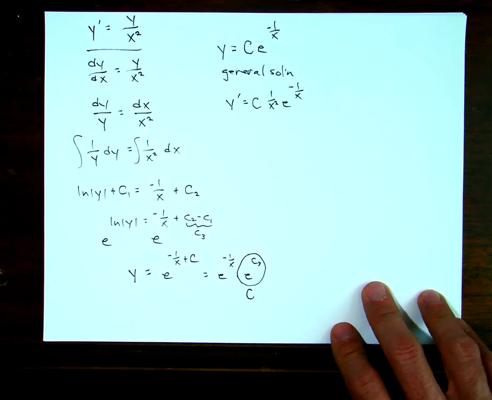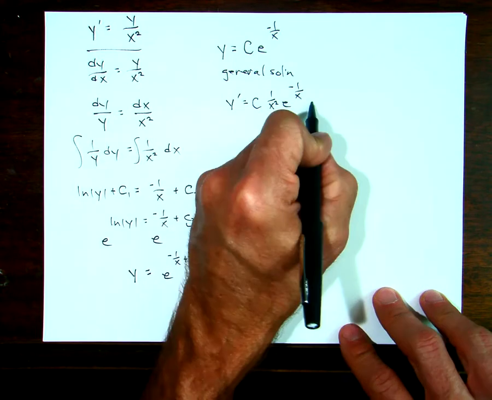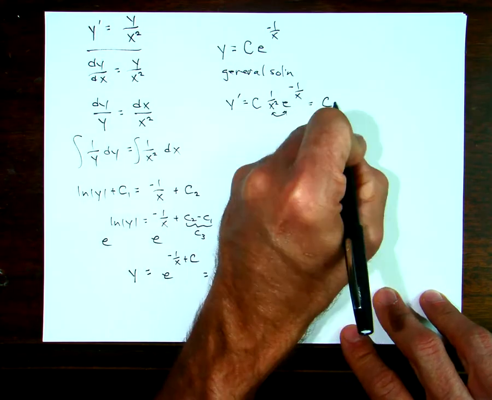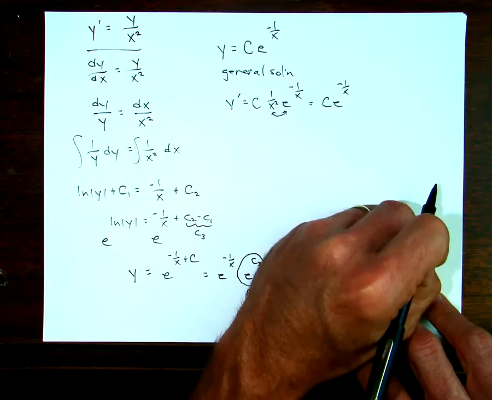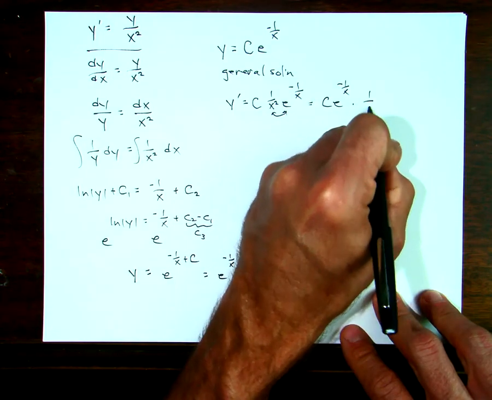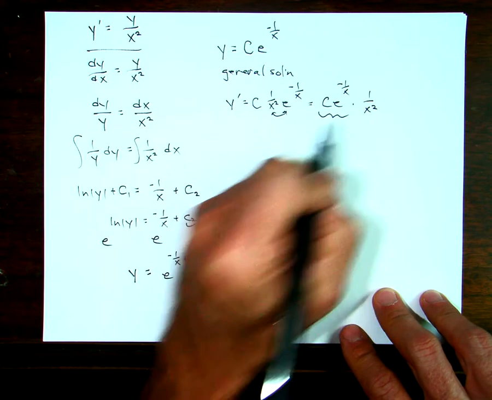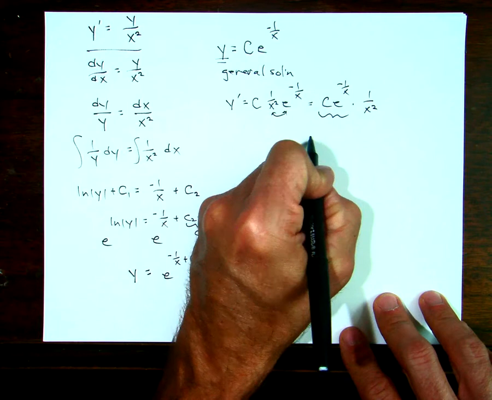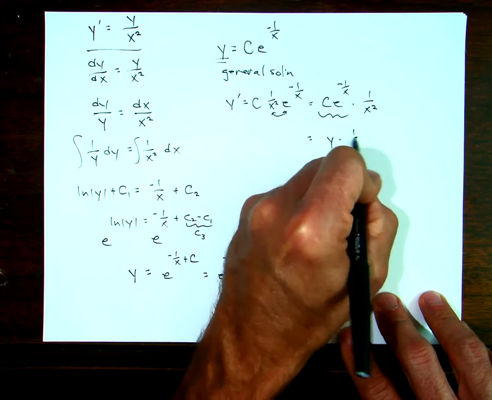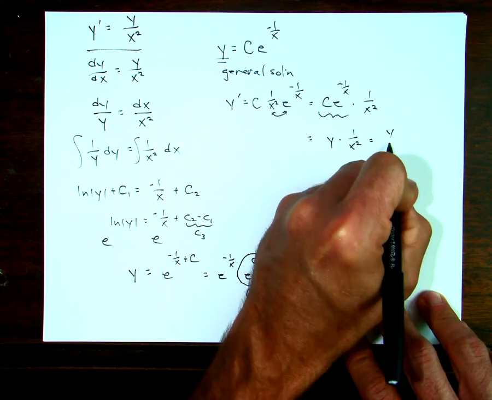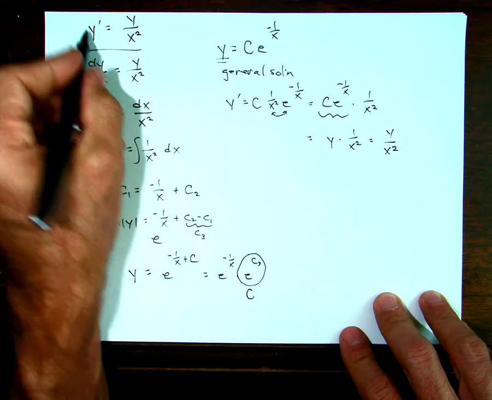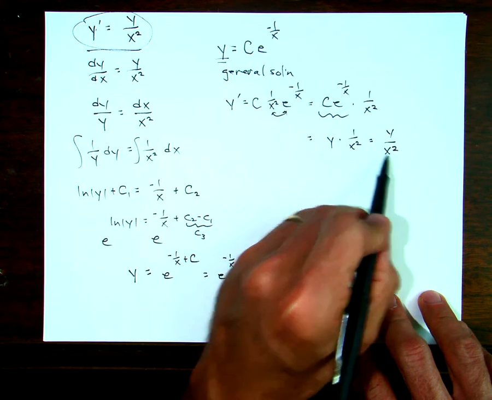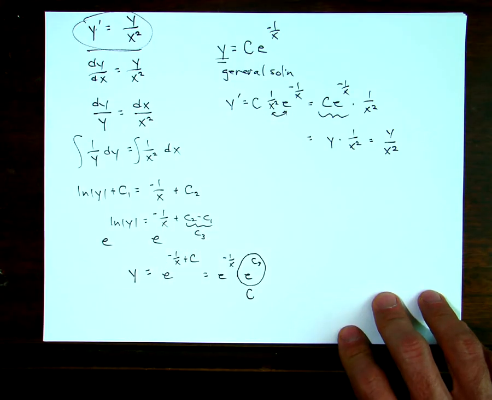All right. Well, let's rewrite this. I'm just going to switch these two, and you'll see why in a moment. I'll have c e to the negative 1 over x times 1 over x squared. But what is c e to the negative 1 over x? Well, that's y. That's what we have right here. So this equals y times 1 over x squared, or y over x squared. That is what we started with. So this is indeed, if I take the derivative, I get y over x squared. So this is a solution to that differential equation.